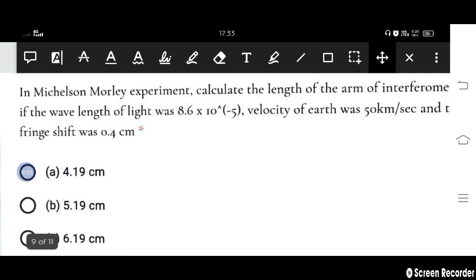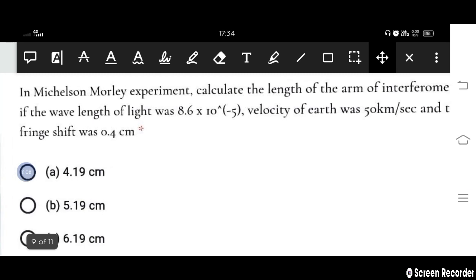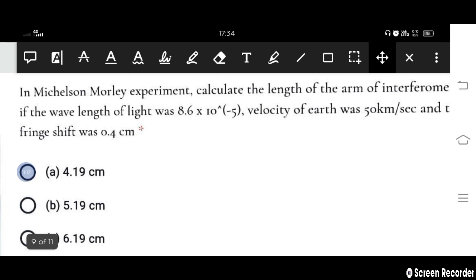This is also a numerical based on Michelson-Morley experiment. The question is: in Michelson-Morley experiment, calculate the length of the arm of the interferometer if the wavelength of light was 8.6 into 10 to the power minus 5, velocity of the earth was 50 km per second and the fringe shift was 0.4 centimeter.